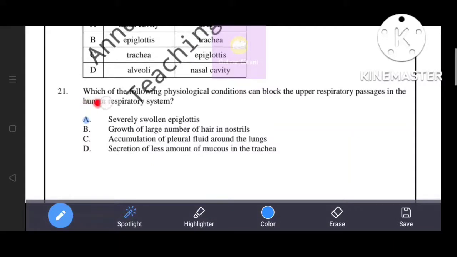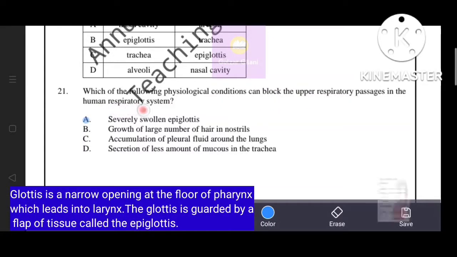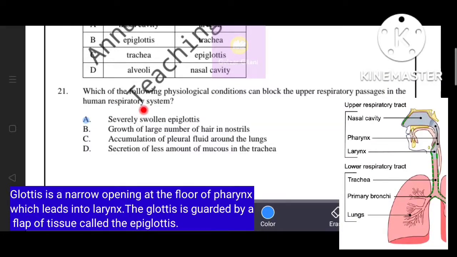Next question. Which of the following physiological conditions can block the upper respiratory passages in the human respiratory system? As you know, the glottis is a narrow opening at the floor of the pharynx which leads into the larynx. The glottis is guarded by a flap of tissue called the epiglottis. If the epiglottis is swollen severely, then it can block the upper respiratory passages. That's why, of the given options, the correct answer is option A, that is severely swollen epiglottis. Means option A is the correct answer.